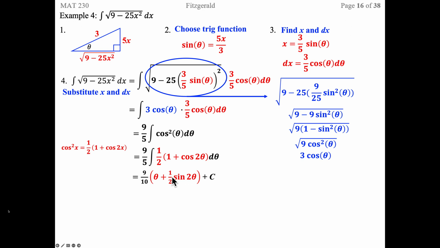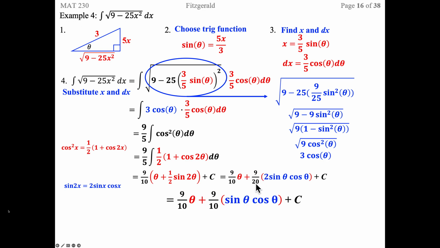Now, we're not done. Because we're in theta, we really don't want to have a double angle here, so one thing you can do is use the double angle identity for sine. Sine of 2x is 2 times sine x cosine x. So I substituted that in. Then we're going to do some simplifying. The 2 can go into the 20 10 times.